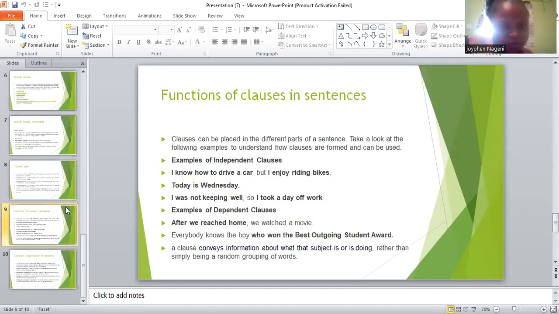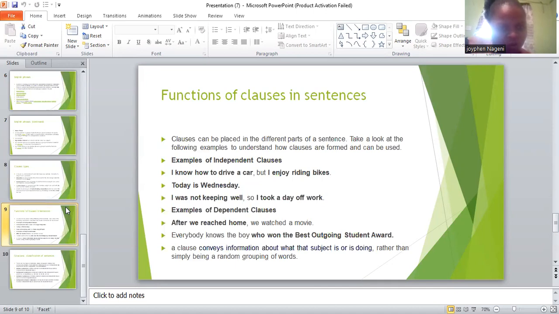Functions of clauses in sentences. Clauses can be placed in different parts of a sentence. Take a look at the following examples to understand how clauses are formed and can be used in sentences. Example for independent clauses: I know how to drive a car, but I enjoy riding bikes. Those are two independent clauses. So they stand on their own. You can understand the two sentences.